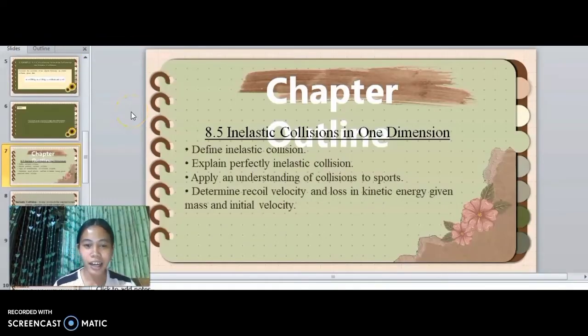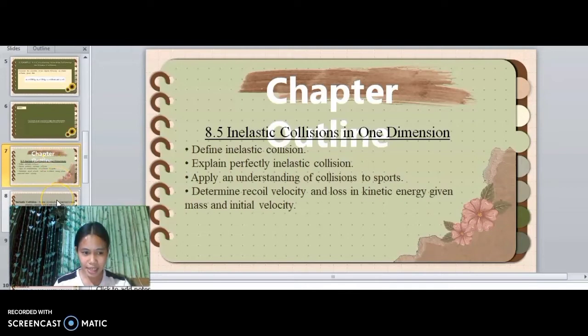Okay, now we are in 8.5 inelastic collisions in one dimension. So our objectives for today are to define an inelastic collision, explain perfectly inelastic collision, apply an understanding of collisions to sports, and lastly, to determine recoil velocity and loss in kinetic energy given mass and initial velocity.